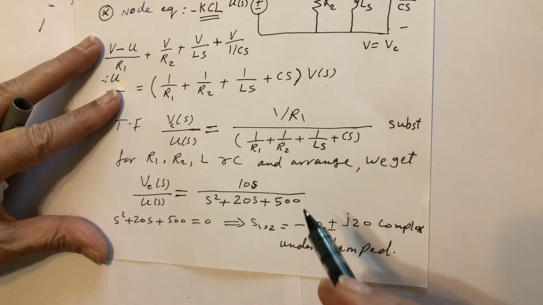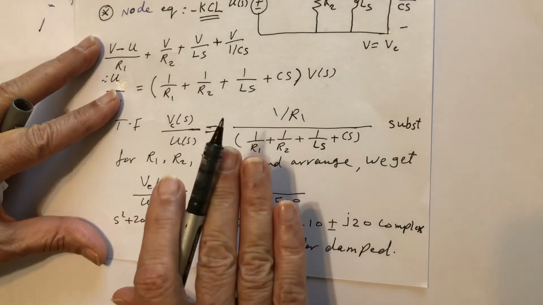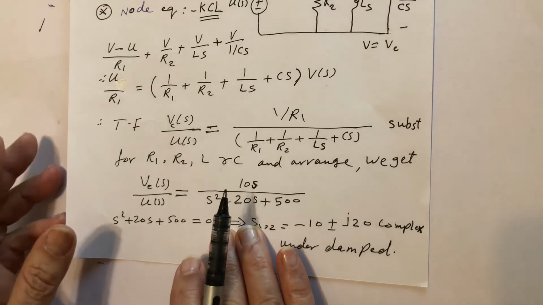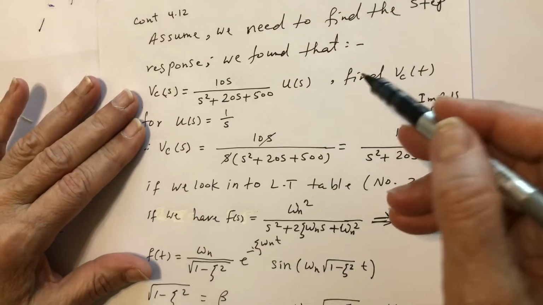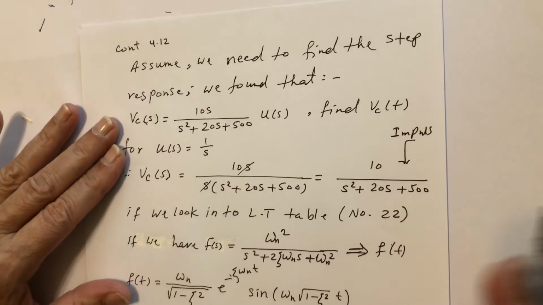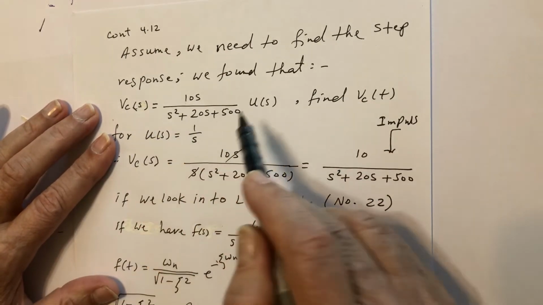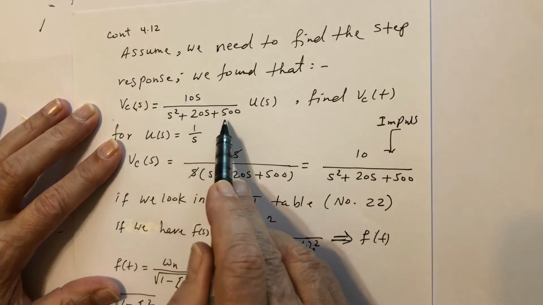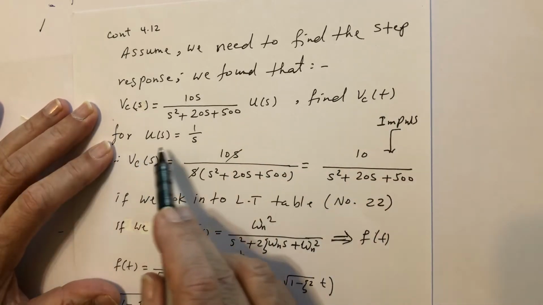I'll continue with the question so that I go further. It's not required; the question and the solution are finished here, but as long as we are here, I'll do the transient response for you. Let's say this is an exam question and we are required to find the step response. We found that VC of S equals 10S over S squared plus 20S plus 500 times U of S. He wanted us to find VC of T for U of S equal to 1 over S.